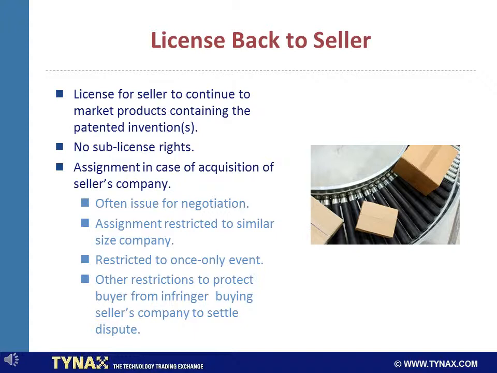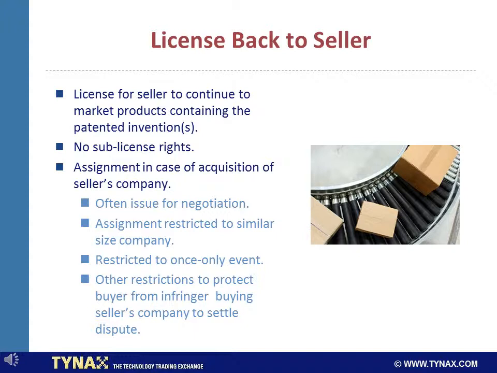But what about the right to assign the license in case of an acquisition of the seller's company? In patent purchase agreements, this is often a topic of negotiation. The seller wants to be able to sell the company if the opportunity arises, and for the new parent to benefit from the license. The patent buyer wants to prevent infringers from acquiring the seller merely to gain a license to the patents. There are various compromises that have been negotiated in these situations.